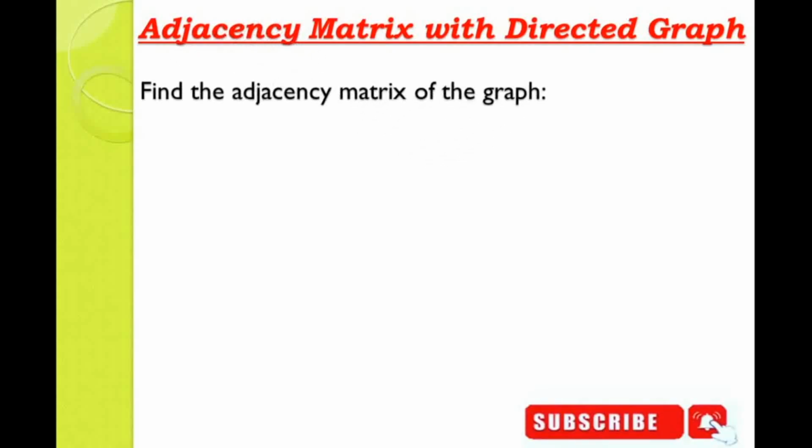Okay. So find the adjacency matrix of the given graph. U, V, W, 3 vertices are given, 3 edges are there. So using the directed graph, we have to find the adjacency matrix.